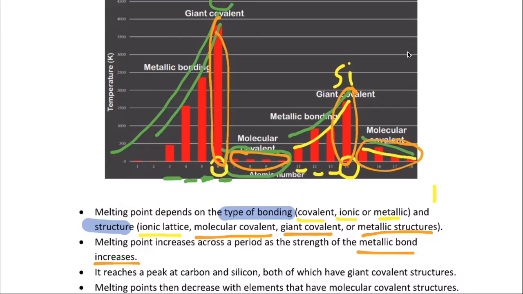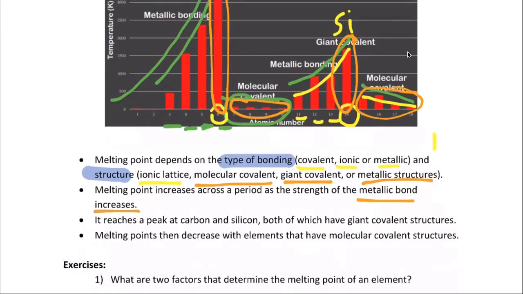And then it says it reaches a peak at carbon and silicon. That's because both of those elements are not metals. Carbon's a nonmetal. Silicon is technically a metalloid. But both of them have these giant covalent structures. I'll talk in just a second about what that means in general, because we get into that in a lot more detail in topic 4. But then after that, they decrease dramatically because the other nonmetals only do molecular covalent.